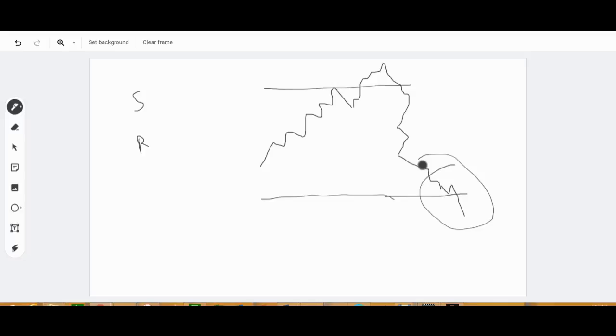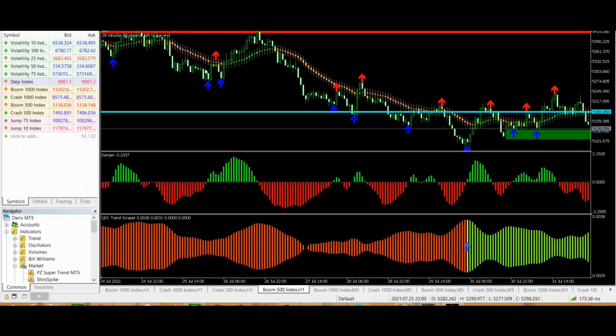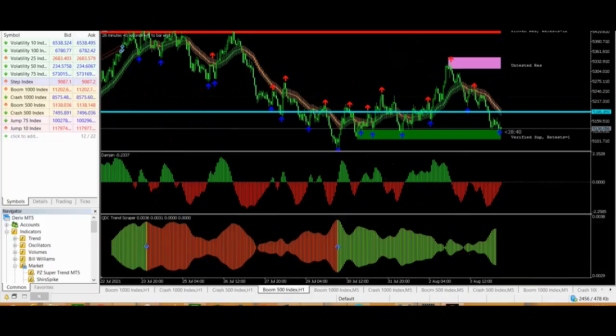But above all, once you are able to identify the beginning of the trend, then you will be able to trade successfully. So let's go straight into the chart to see what is happening right there. Quickly, as we can see right here, the trend started from here. It started from here.